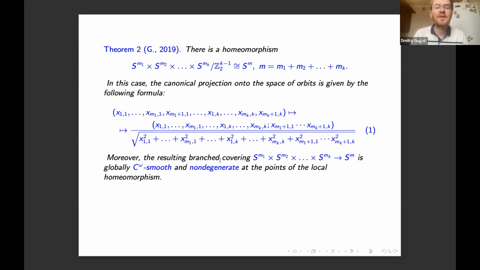And moreover, the resulting branched covering of this type is globally C omega smooth and non-degenerate at the points of local homeomorphism. Non-degenerate means it is a local diffeomorphism at any point of local homeomorphism.